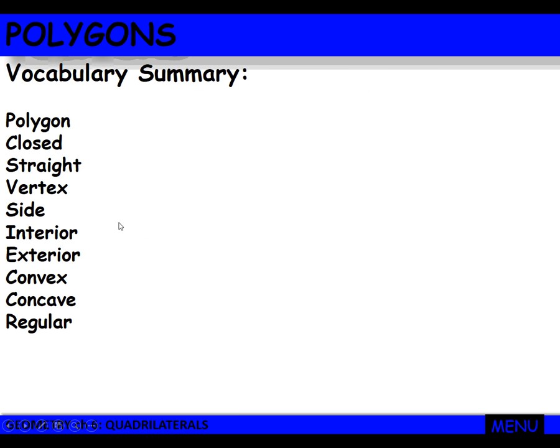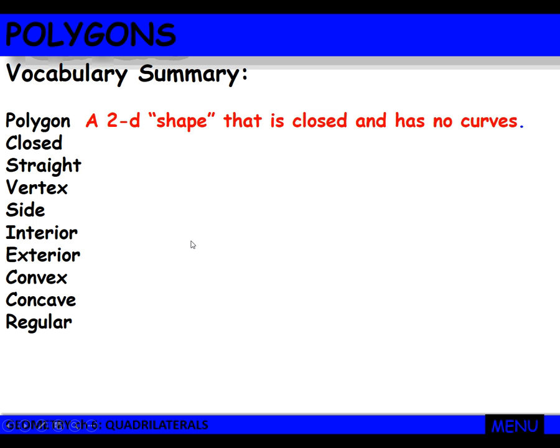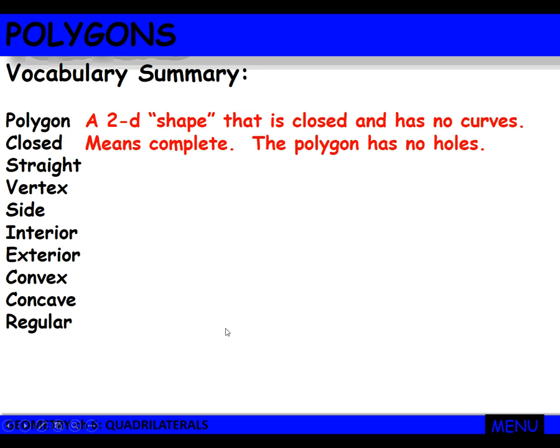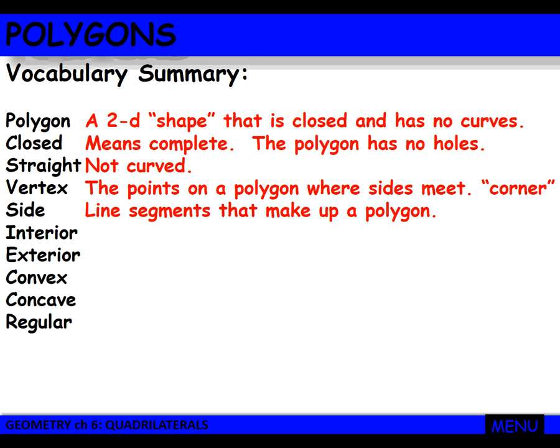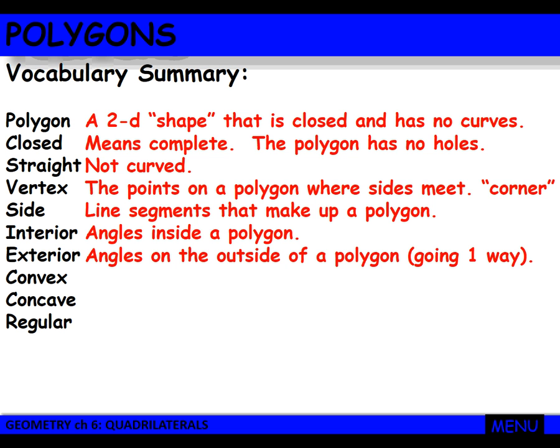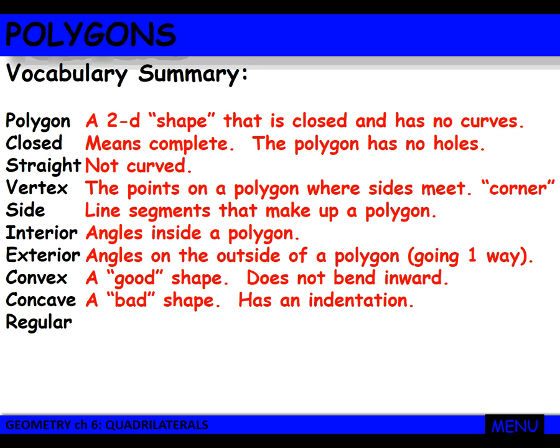Okay, so words you should know by now. You should know what a polygon is. It's a two-dimensional shape that's closed and has no curves. Closed means that it's complete. Straight means there's no curves. Vertex is a corner. A side is the line segments that make up the edges of the polygon. Interior and exterior we're going to get to in a minute, but interior means inside and exterior means outside. Convex is a good shape that does not bend inwards. Concave is a bad shape that does bend inwards. And regular means both equilateral and equiangular. All the sides and angles are congruent.